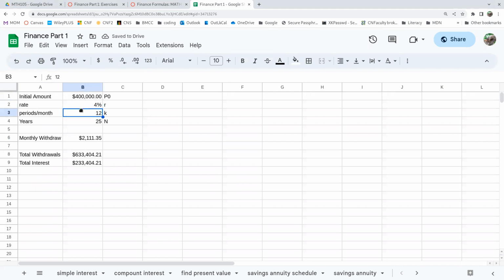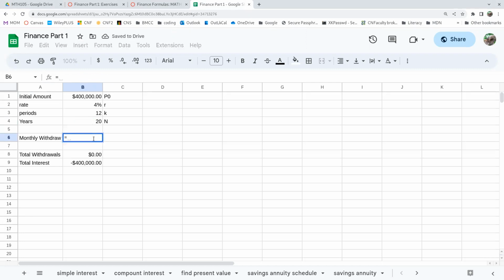I'm definitely doing 12 periods. So we're doing monthly periods here, but again, it's not always months. It could be yearly payments or quarterly payments. Years, in this case, is going to be 20. And here I have the spreadsheet with the formulas already in it. I'm just going to start over. So how do I do the PMT formula? Let's just delete that and start over.